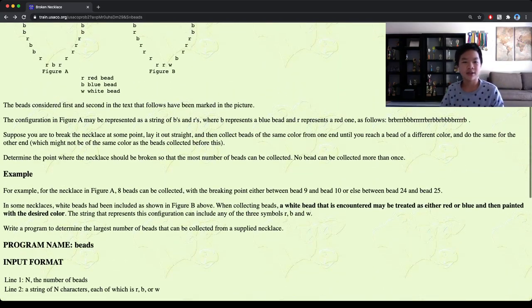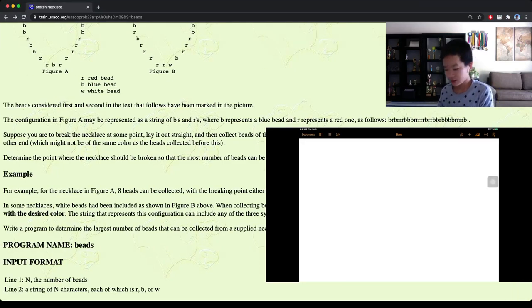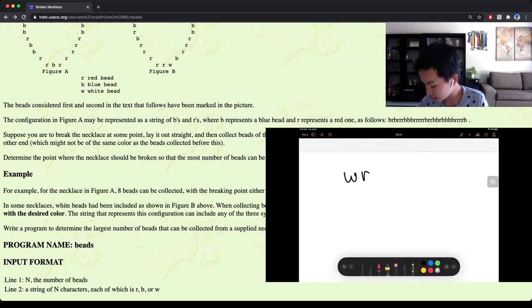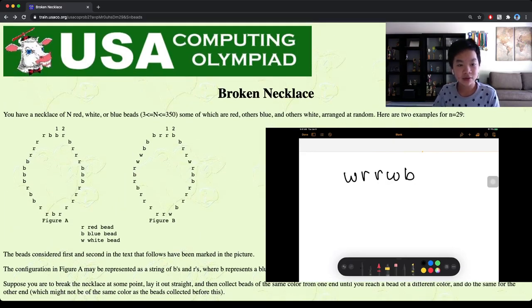All right, now let's start building our solution. Let's start with a simple example. Let's say we have white, red, red, white, blue. Since the value of N is only 350, we can basically loop through all possible splittings. Let's say we split it here.